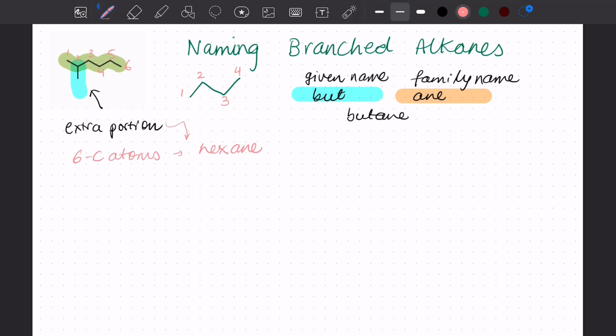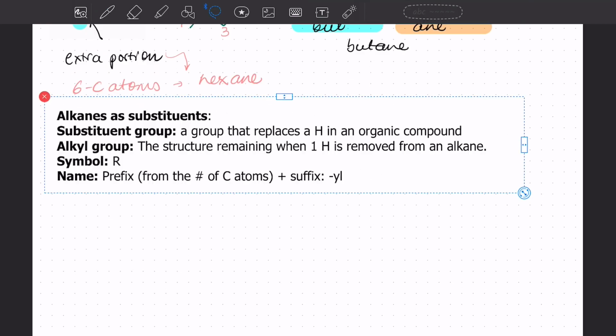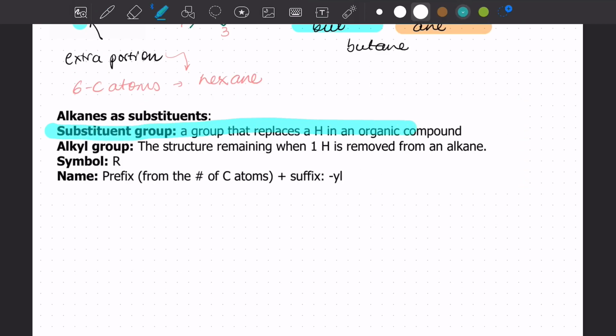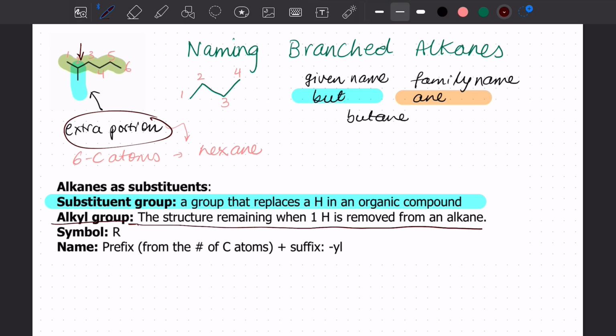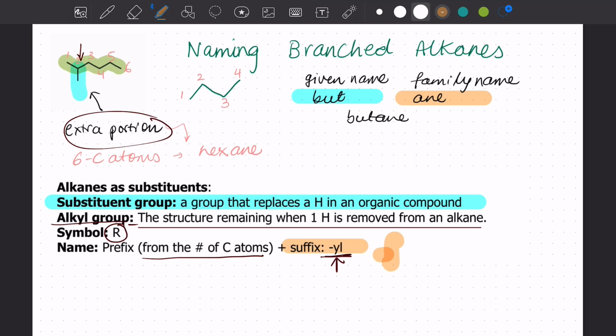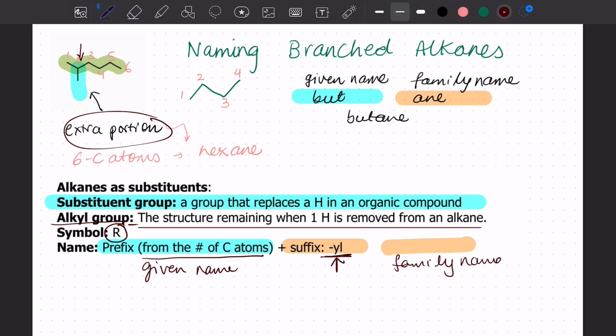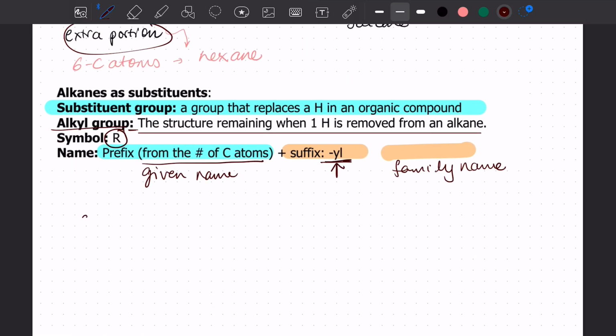Before we can do that, let's talk about how alkanes behave when they act as substituents. By definition, a substituent is a group that replaces a hydrogen in an organic compound, which is this extra portion on this diagram. It is represented by a symbol R. The naming is still similar. The prefix comes from the number of carbon atoms, which is our given name, and the suffix is -yl, which is the family name. So alkyl.